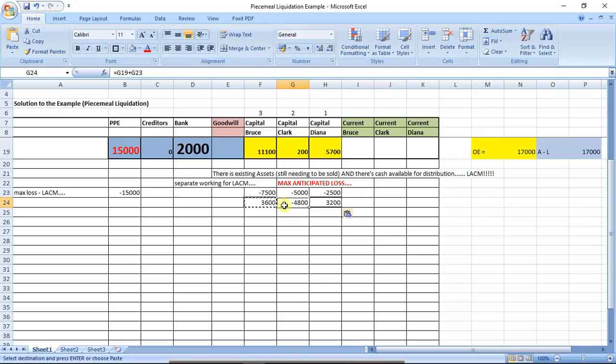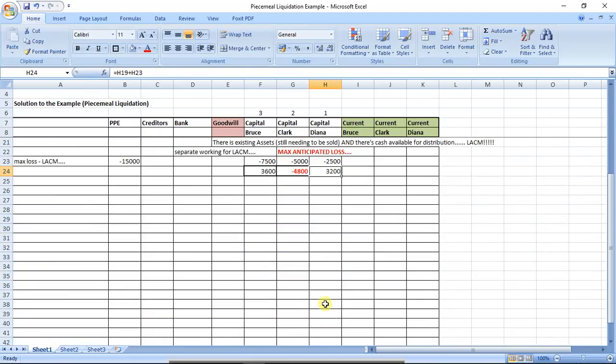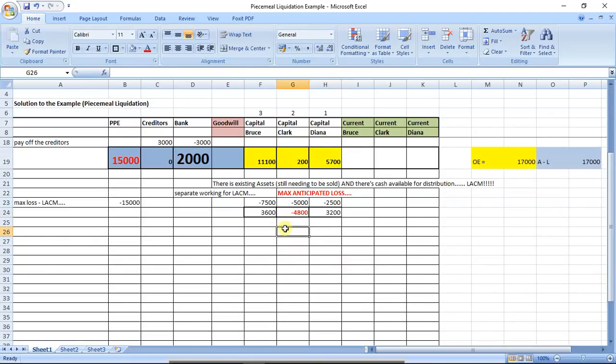But because it's a piecemeal liquidation, we're looking at paying out the partner who still has something in the business and then paying out the rest later. So Diana, good or bad partner? Good partner. She still has 3,200 of equity left in the business. Remember, these partners are jointly and severally liable. So who carries Clark's loss? Well, Clark's loss is carried by Diana and Bruce, because those are the two remaining partners in this business.